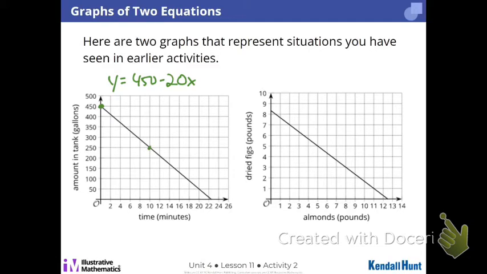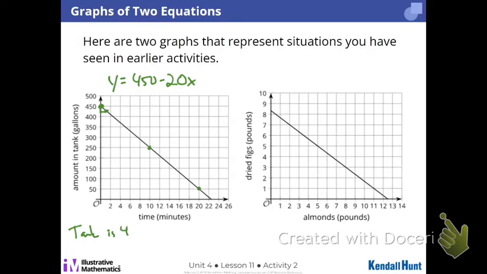So let's see. Let's look at this dot and this dot. Down 4. Right 4. That doesn't really work well. But in context, here's where it actually is. Down 20, right 1. In context, what was happening to this tank if it has a slope of negative 20? Every minute it's losing 20 gallons.